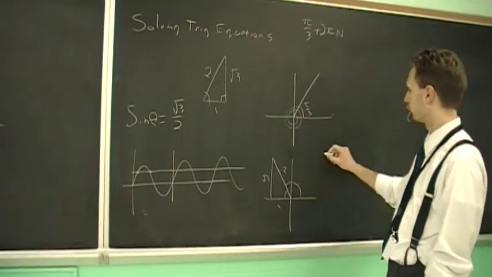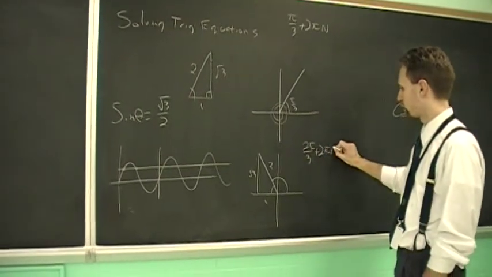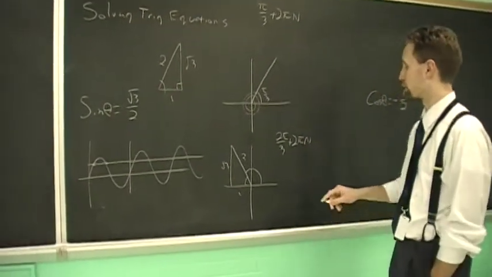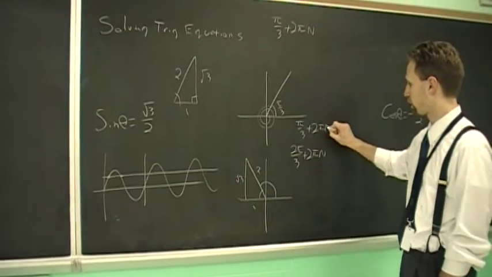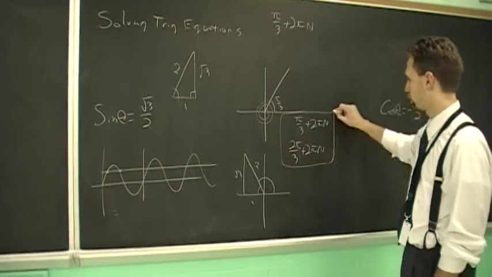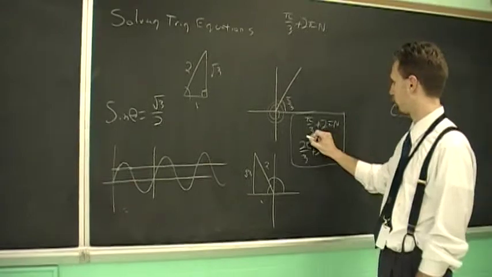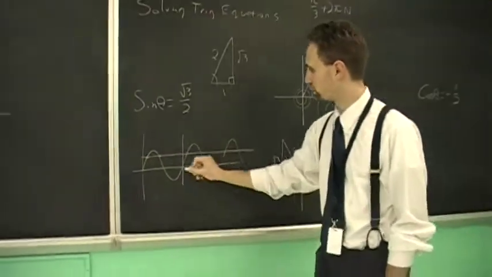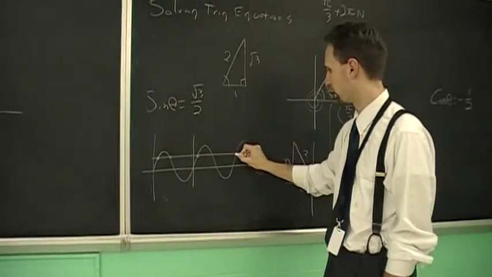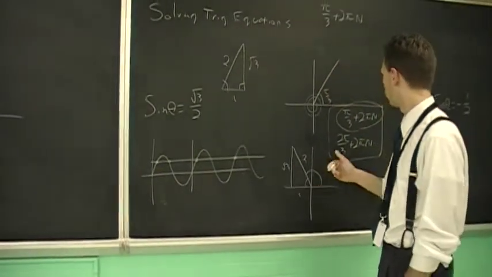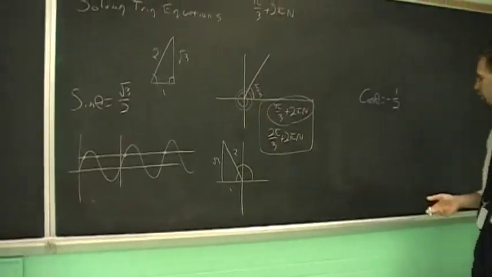So the other answer is 2 pi over 3 plus 2 pi n, similar to the other one. So the complete set would be pi over 3 plus 2 pi n in addition to the other one. If you look back at the graph, this one here, add 2 pi, you get this number, add 2 pi, you get that number, and so on and so forth. And the 2 pi over 3 are all the other ones. They're all solved exactly the same way.